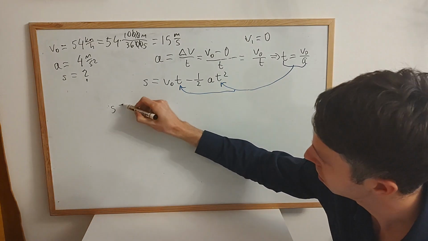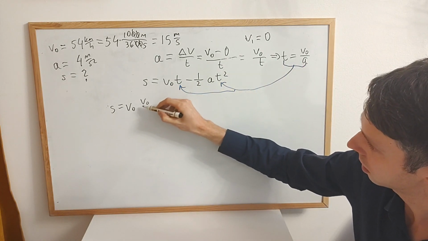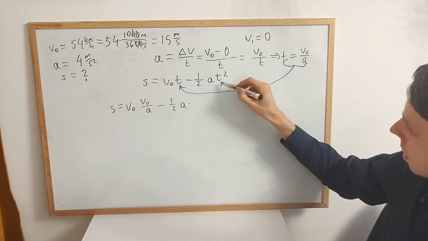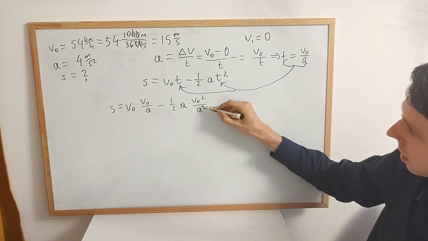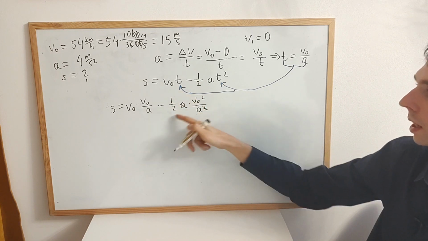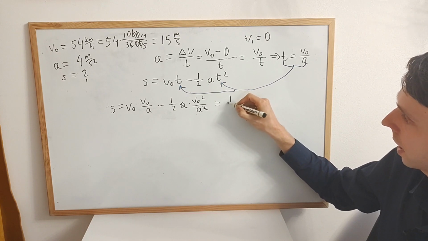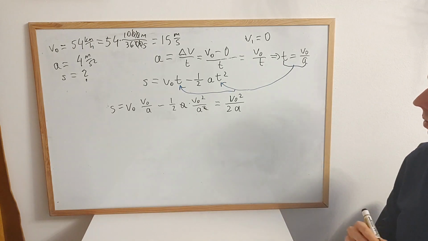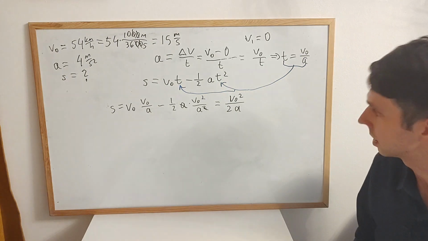So now braking distance is v0 times v0 over a minus 1/2 a times v0 squared over a squared. A cancels out, so you have v0 squared over a minus half v0 squared over a, so this is half v0 squared over a, or v0 squared over 2a. Simple formula for braking distance here.